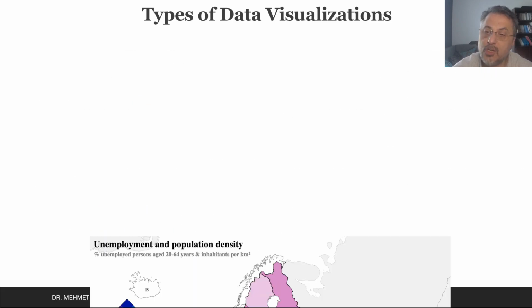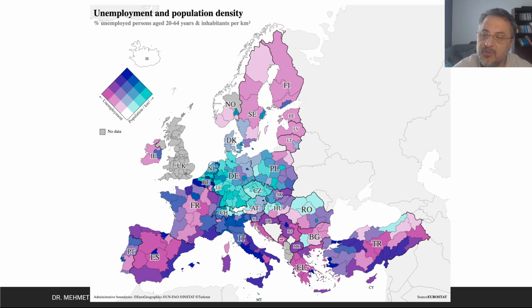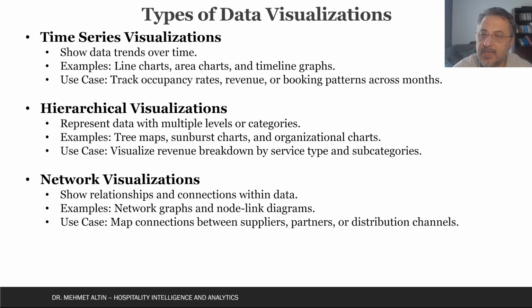Next one is geographic visualization. These focus on location-based data. Heat maps, for example, which we've seen a basic one earlier, or maps are perfect for showing tourist activity hotspots or regional occupancy rates. There are all kinds of different ones.